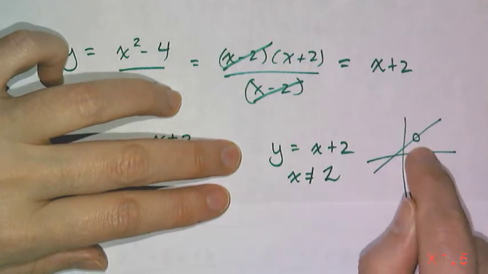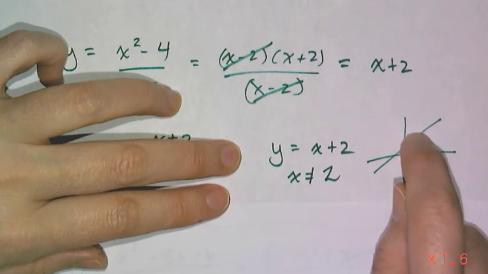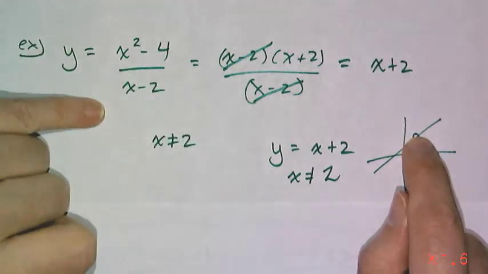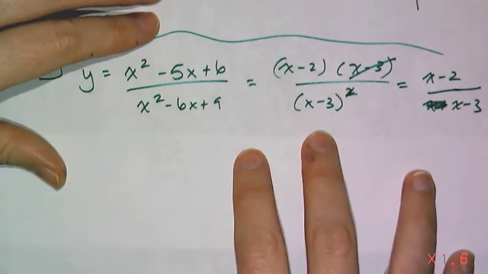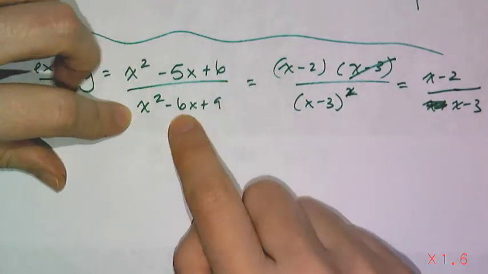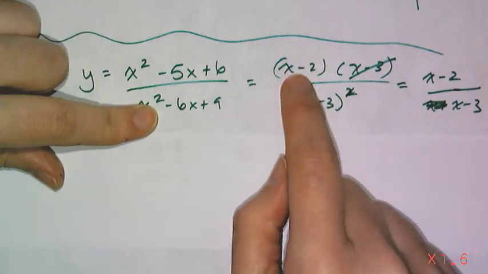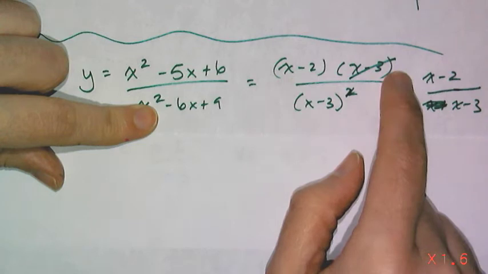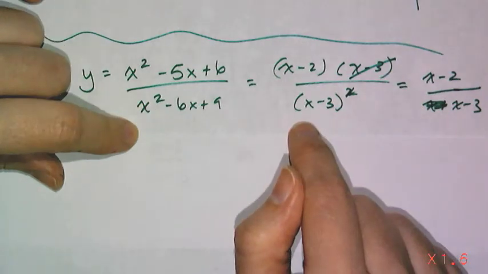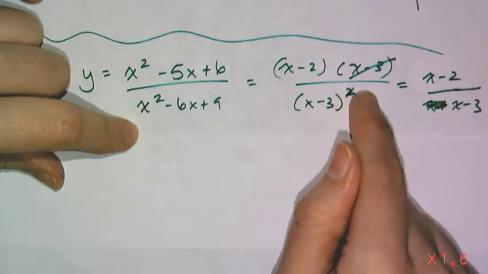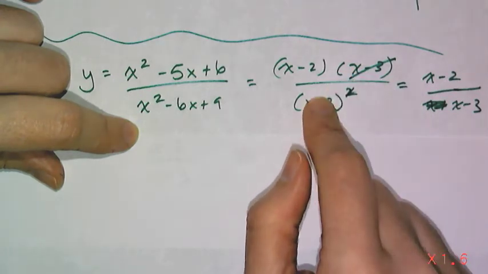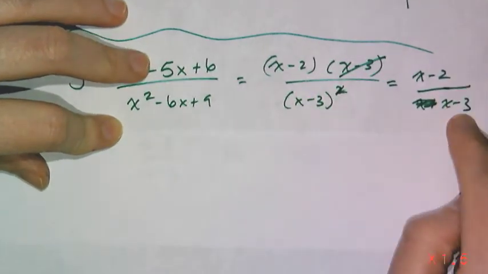I don't have an asymptote, I just literally have a blank spot in my graph where that restriction was. And so then if I look at this example of y equals x squared minus 5x plus 6 over x squared minus 6x plus 9, the numerator factors to x minus 2 times x minus 3, and the denominator is x minus 3 quantity squared. A set of x minus 3's cancel, I'm left with x minus 2 over x minus 3.